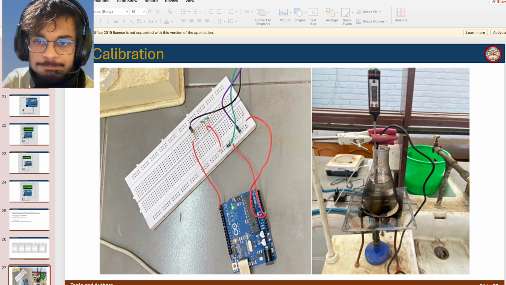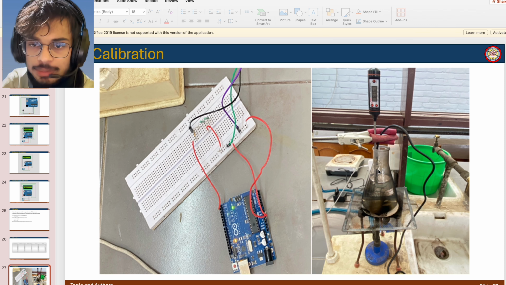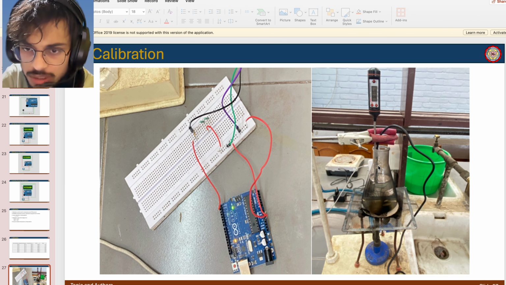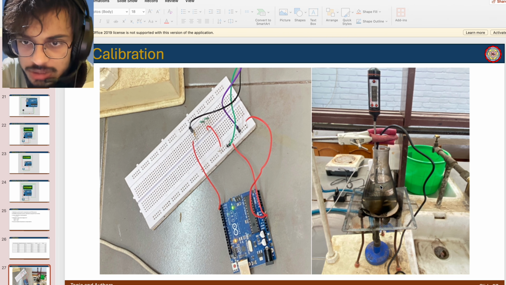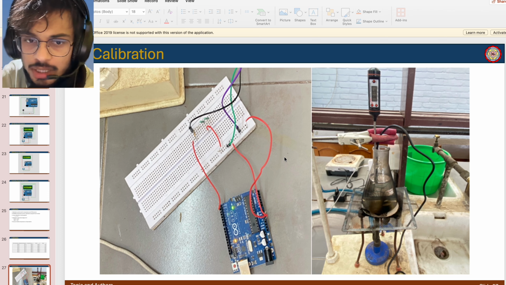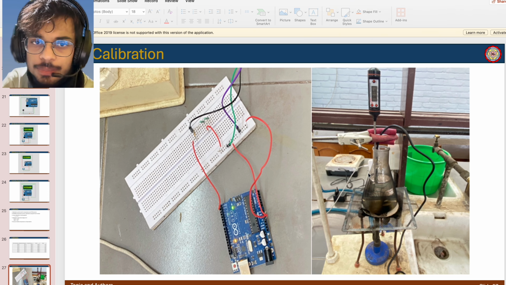This is the figure. This is in the lab. We did the temperature sensor calibration. In this conical flask there is a temperature sensor. We measured the temperature, and then we read it in the Arduino serial monitor, and we calibrated this.